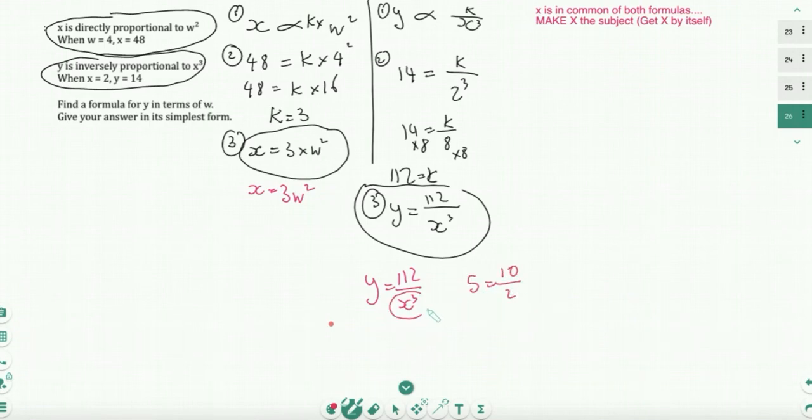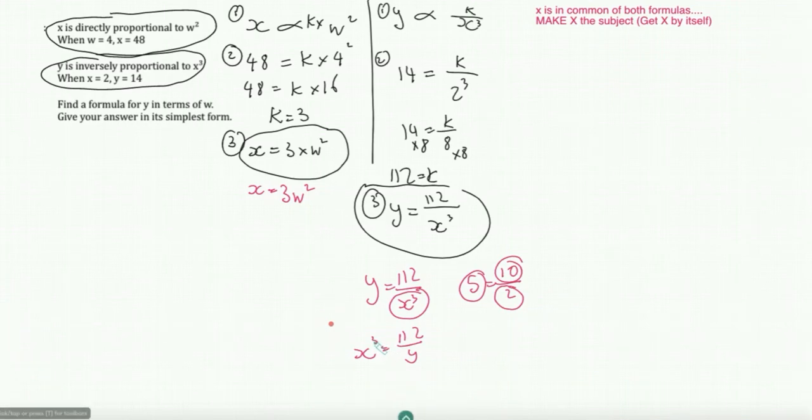We're trying to solve for X cubed. Basically, we're trying to solve for 2. To get 2, we do 10 divided by 5. Hence, to find X cubed, it's basically 112 divided by Y. So 112 divided by Y is X cubed. Now to find X, we cube root. Because it's cubed, we cube root both sides. So X is equal to the cube root of 112 over Y. So that's that formula, found the subject of that.